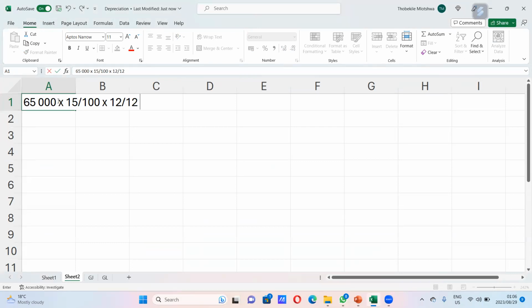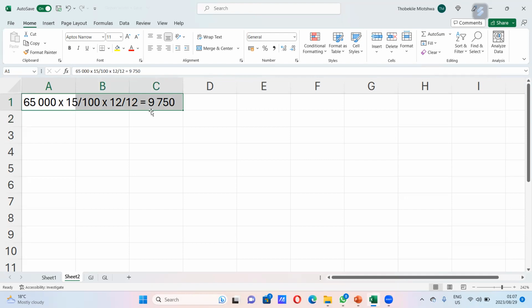Do I have a calculator? That should give us 9,750. So you are done. If you're calculating this one, you're done. This is the only calculation you need. If you're using the cost price or the fixed installment method, it's very easy.